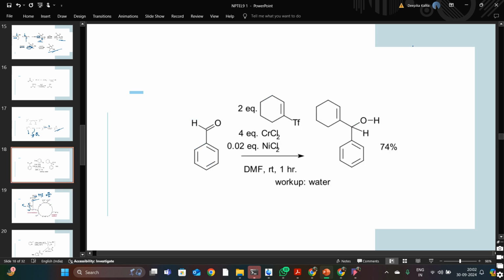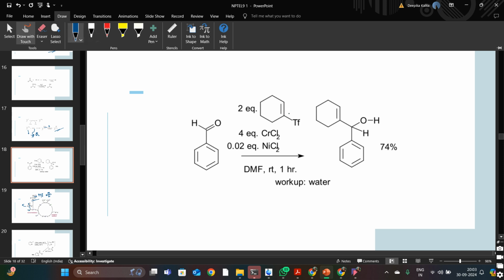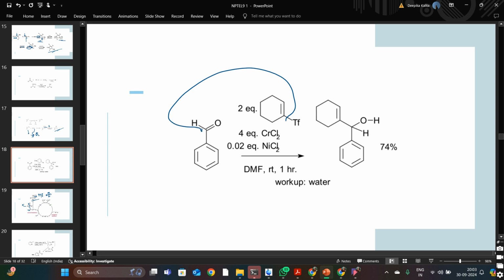If we go back to the question, you can see that this vinyl group is transferred to our aldehyde. So this group is going to be added here, and at first you are going to get an oxygen chromium bond, which will then be hydrolyzed using water. You can see here workup with water is mentioned, and that water workup is going to give you 74% of the desired secondary alcohol. So this is how the Nozaki-Hiyama-Kishi reaction of benzaldehyde will take place in presence of this vinyl triflate.